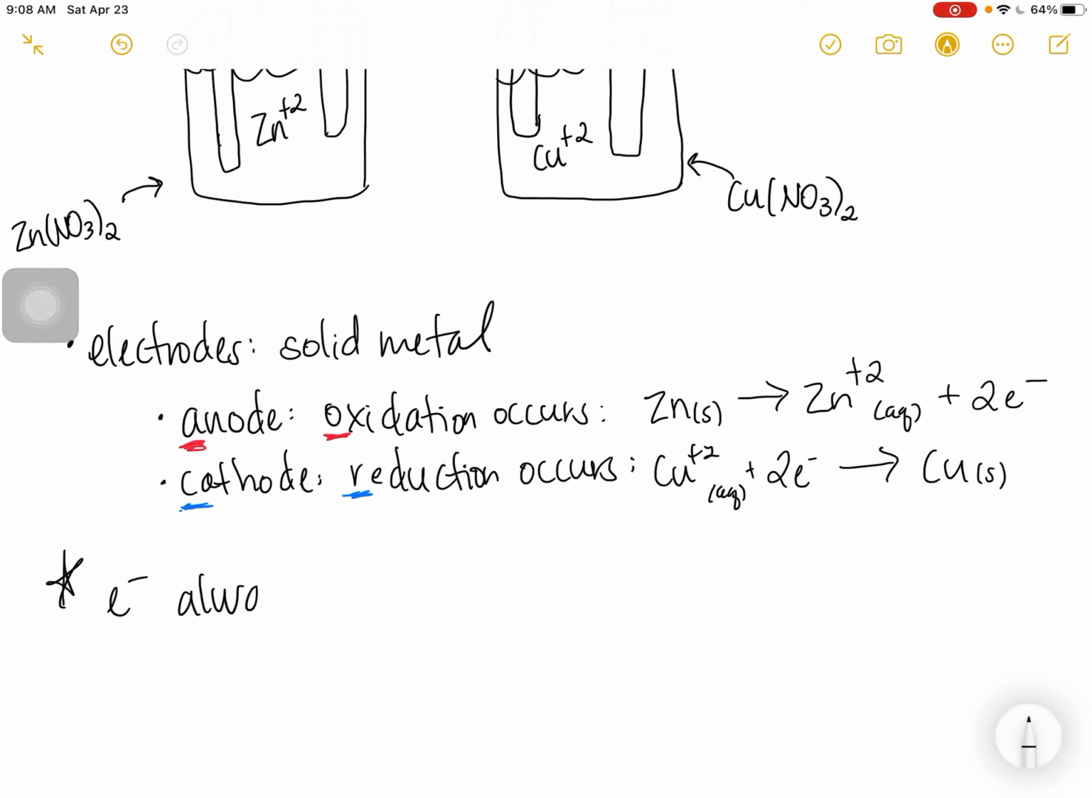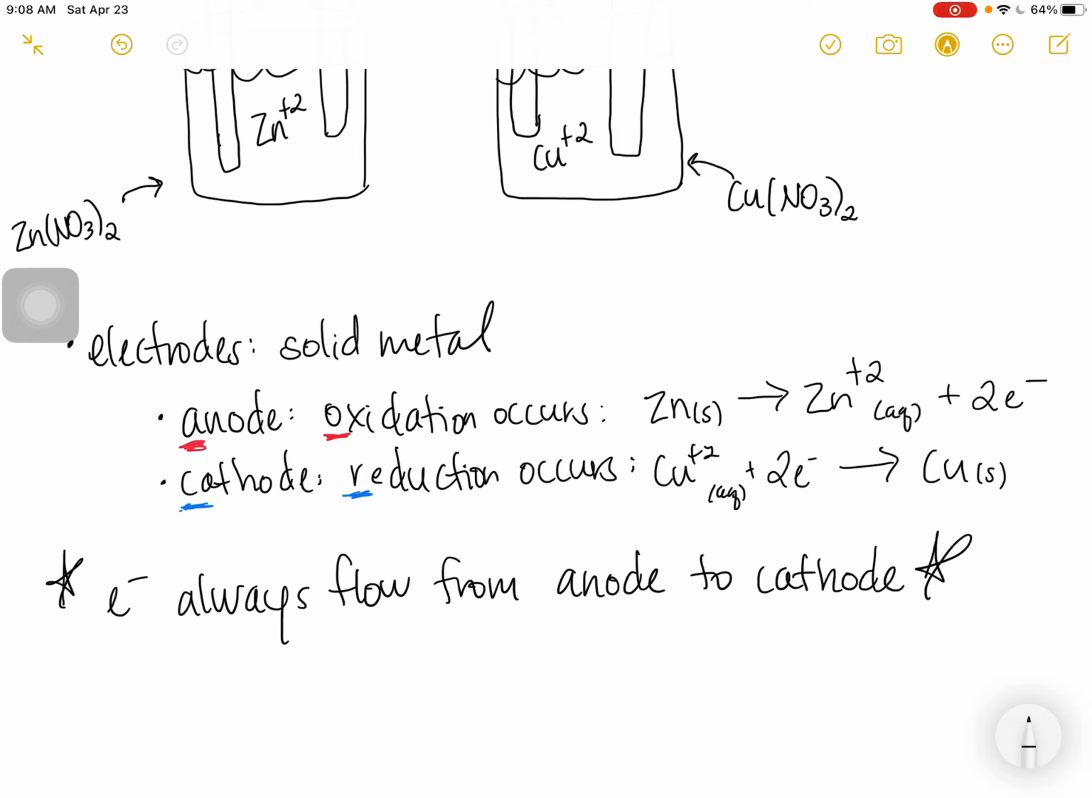So let's make that a bold statement. Electrons always flow from the anode to the cathode. Now, can you memorize that? I mean, you can, but I think if you step back and say, okay, if I can pinpoint who the anode is, I know that oxidation always occurs at the anode, which means there's always going to be electrons lost at the anode, and so they're always going to flow from the anode to the cathode.